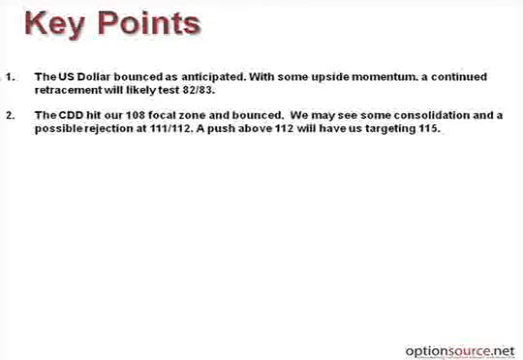Now, let's take a quick look at our key points. First of all, the U.S. dollar bounced as anticipated with some upside momentum. A continued retracement will likely test that 82-83 range. The CDD hit our 108 focal zone and bounced. We may see some consolidation and a possible rejection at 111, 112. However, a push above 112 will have us targeting the 115 area.